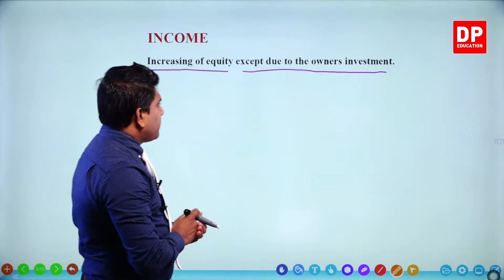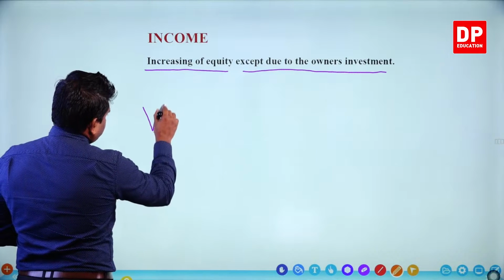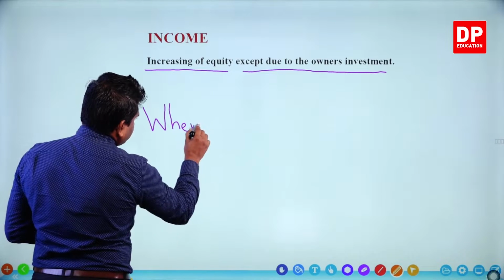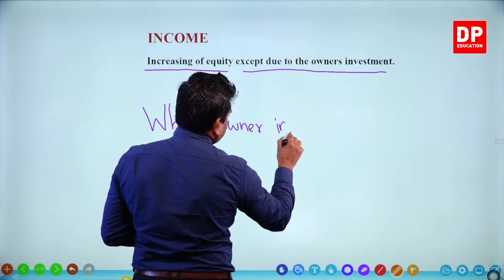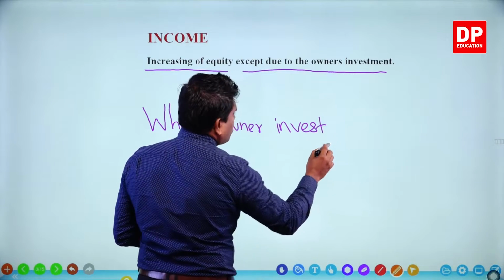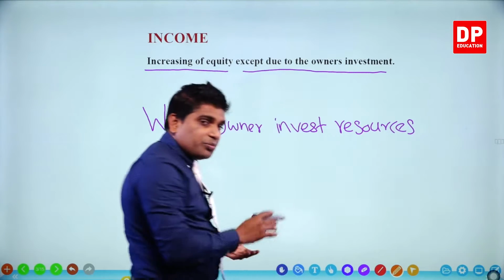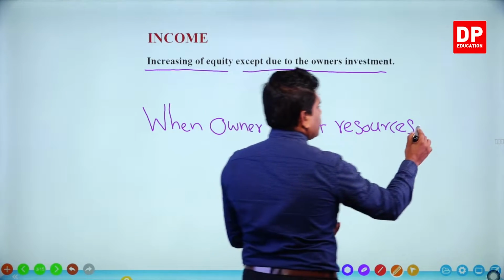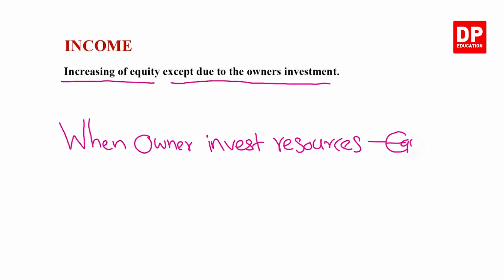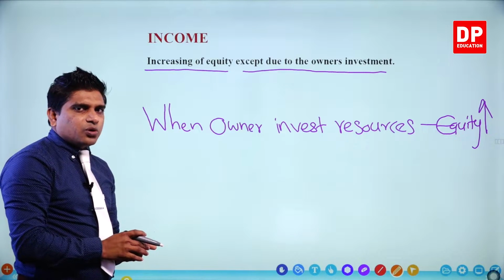Remember this. When owner invests resources to the business, what happened to the equity? Equity goes up. Equity increases, right? When owner invests resources to the business, it's okay.